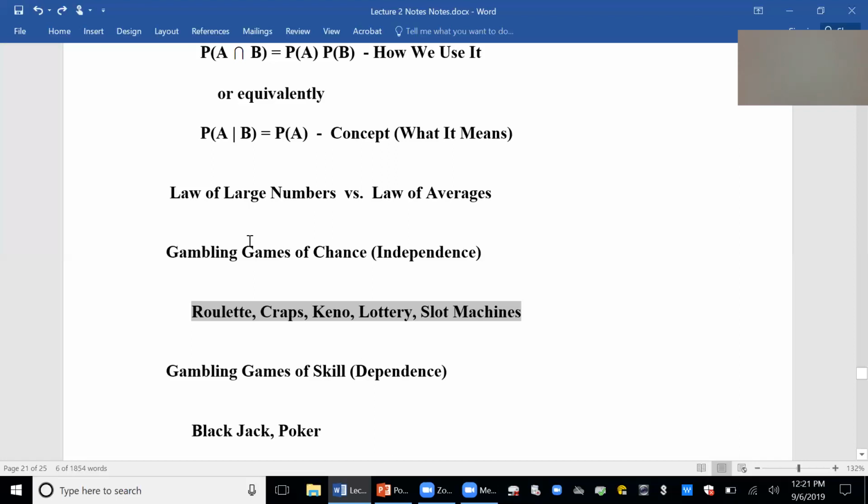We also have this idea of the law of large numbers, which I'll talk much more about next time, and the law of averages. First off, there is no law of averages. It does not exist. There is no such thing. The only thing that does exist is the law of large numbers.